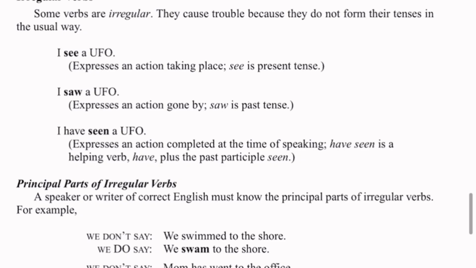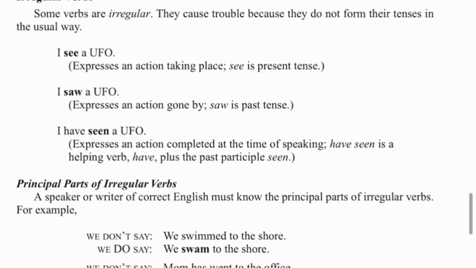For instance, I see a UFO. That one expresses an action taking place. That's present tense. I saw a UFO. That is talking about past. I have seen. That is talking about what? Present perfect. Now, principal parts of irregular verbs. A speaker or writer of correct English must know the principal parts of irregular verbs. You must know your past tense. You must know your past participle.